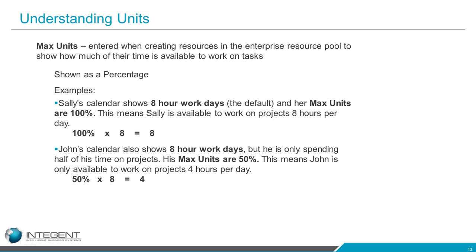All right, so if she gets an 8-hour task, she should be able to do it in 1 day. But John's calendar, he's actually entered into your system at 50%. So he's only available to work on projects 4 hours a day. If you assign him to an 8-hour task, the duration for that task is going to be 2 days and not 1 day. But again, the maximum units is done at the enterprise level.